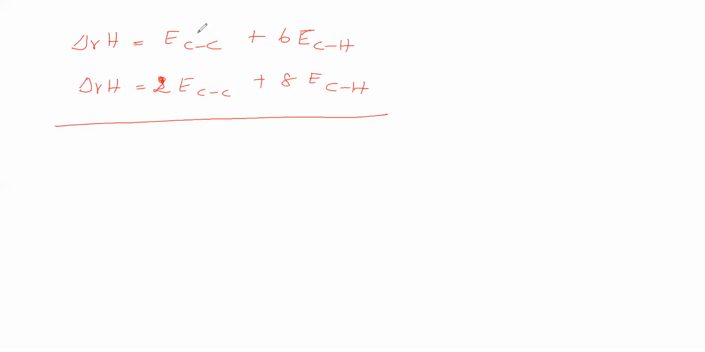Now what do we have to find? CC single bond and CH single bond. How to find? Multiply this by 2, then subtract. This CC single bond gets cancelled. You can get the CH single bond. Then substitute the CH single bond here, and you will get the CC single bond. That's all. The CC single bond you can say is 82 kilocalories, and the CH single bond is 99 kilocalories.